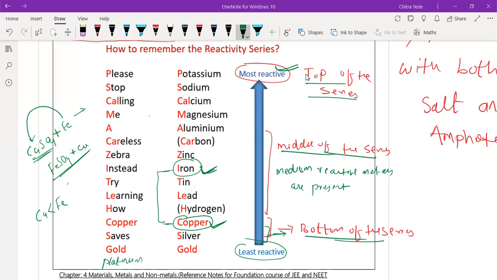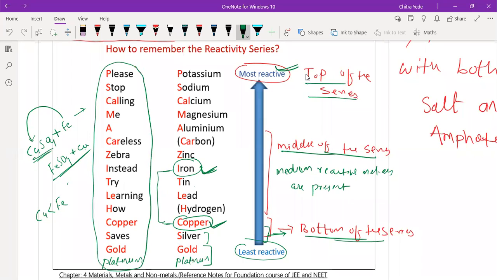Okay, so here we have gold and platinum, and even silver, which are the least reactive metals. Yes, sir. Okay, so if you want to remember the names of these metals, here we have a trick by which you can remember the names.